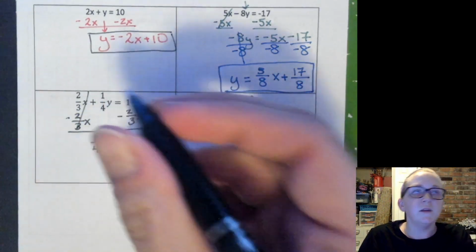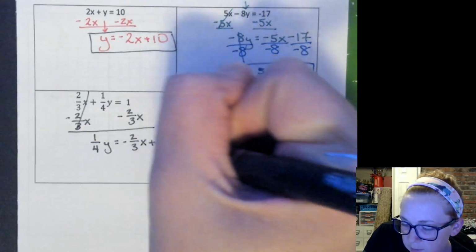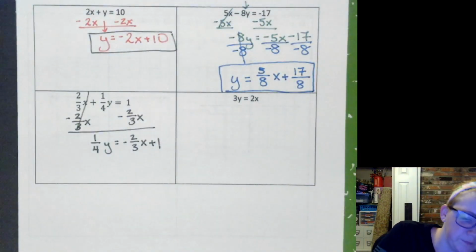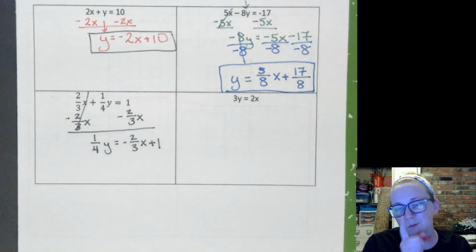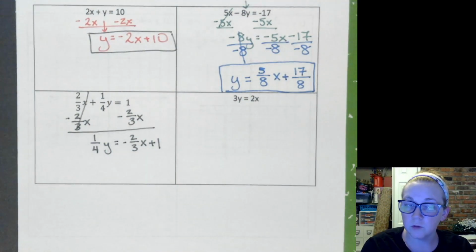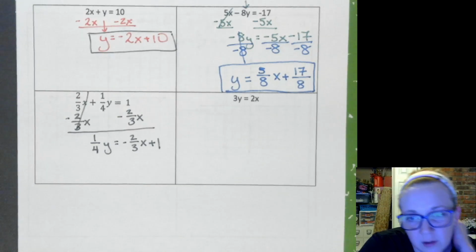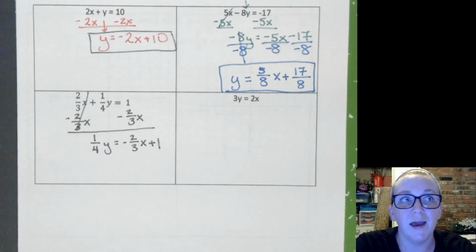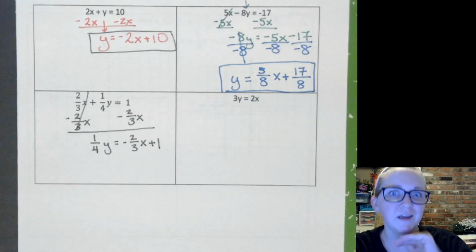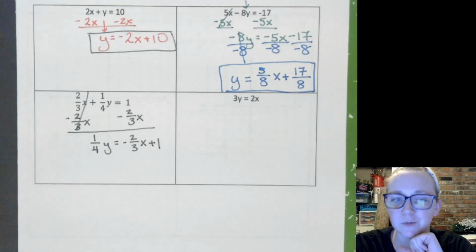2/3 x, and that 1 is a positive, so I'm gonna put plus 1. Okay. All right, now this one's a little bit special, okay? Because it's a fraction, and because it's a fraction with a 1 on the top, you actually have a cheat hack way you can solve this, okay?